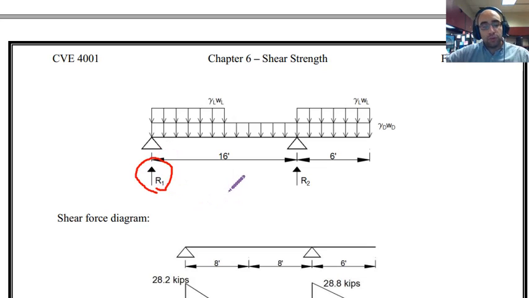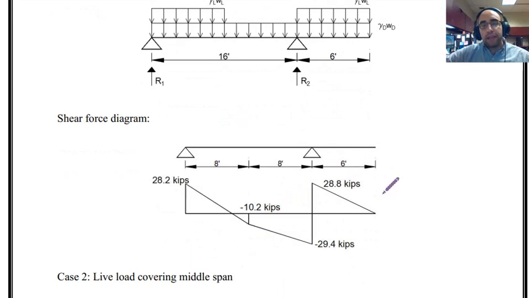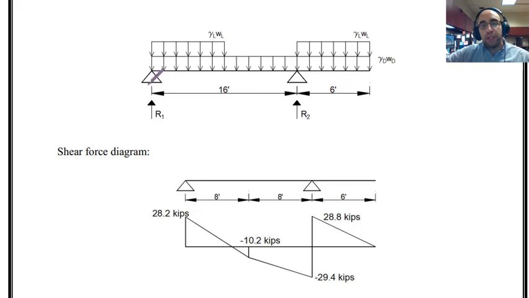And once we have R2 and R1, the reactions, we can simply draw the shear force diagram. Once you do that, you can see this is the shear force diagram of the beam when the loading is considered like this. Live load is only applied on the leftmost and rightmost spans. This is just one load case.